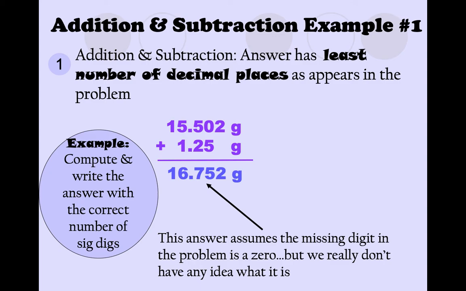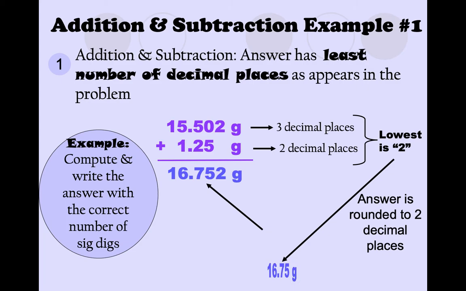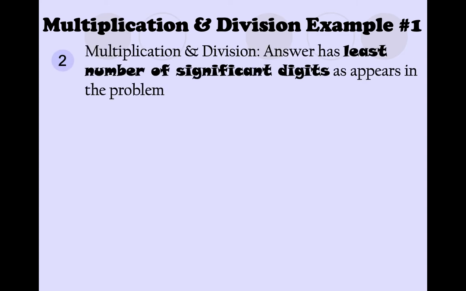So when we do addition and subtraction, what we care about is the number of decimal places. So we have 3 decimal places versus 2 decimal places. So we pick the lowest, which is 2, and we round our answer to 2 decimal places. So 16.752, for 2 decimal places, ends up as 16.75. If we're doing multiplication and division, we have a different set of rules.